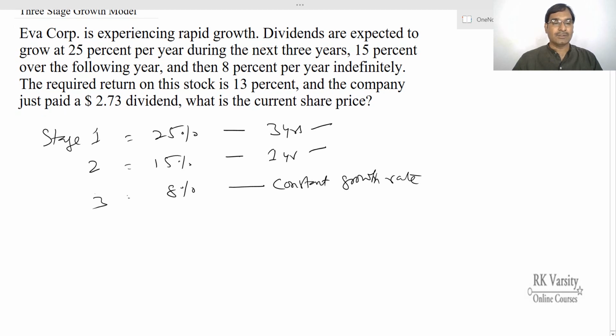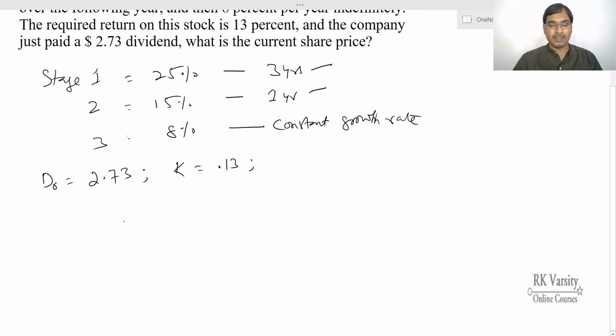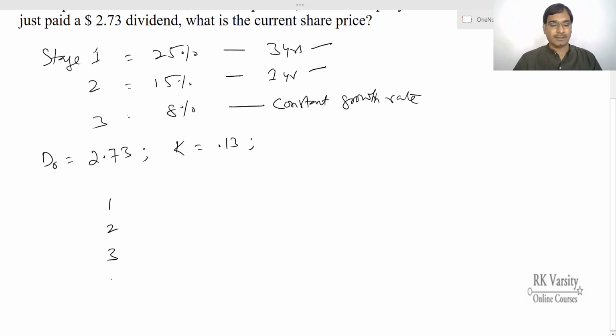Now the values that we have is the dividend that is just paid, D0, is $2.73. Then the required rate is 13%, 0.13, and here we have 3 different growth rates. So what we do is we'll take the years. So in the case of the first year, first, second and third, these 3 years dividend will grow at 25%. Then in the fourth year dividend will grow at 15%, and thereafter it is at 8%.